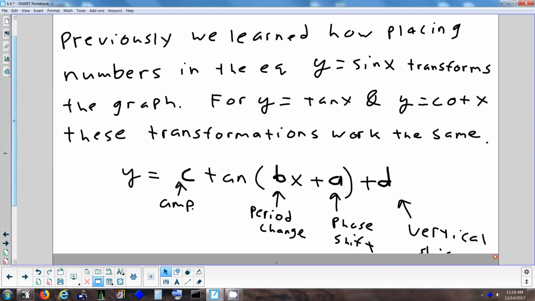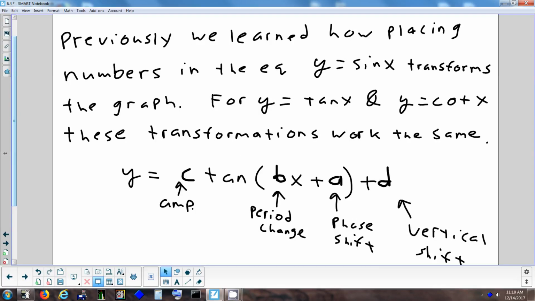So your phase shift, it's inside the parentheses with addition. Period change, that's in front of x with multiplication. Amplitude change, that's in front of tangent, or in front of the function, multiplication. And lastly, your vertical shift is at the end.